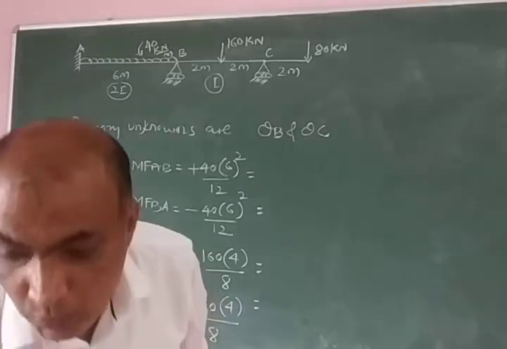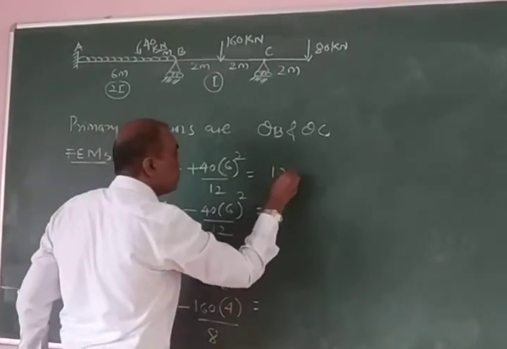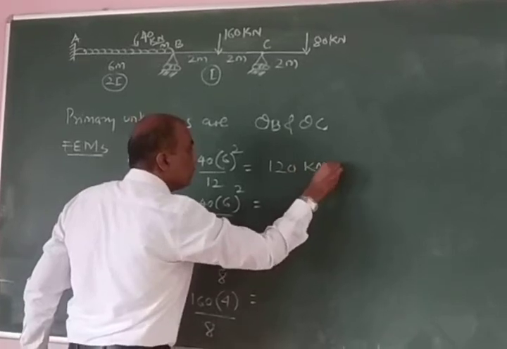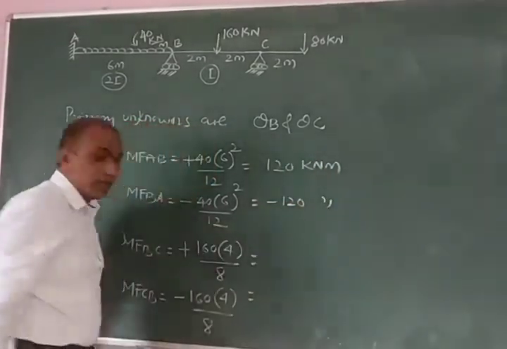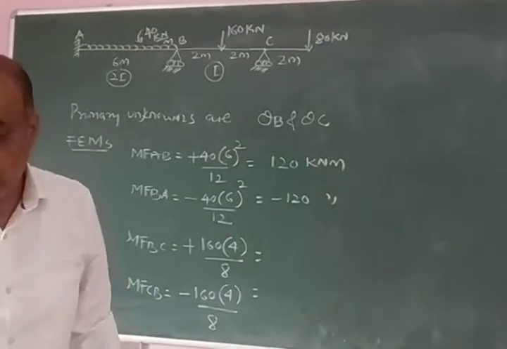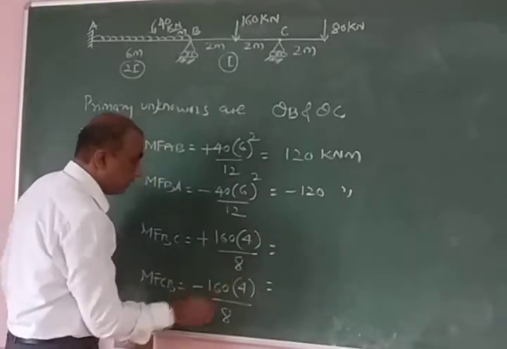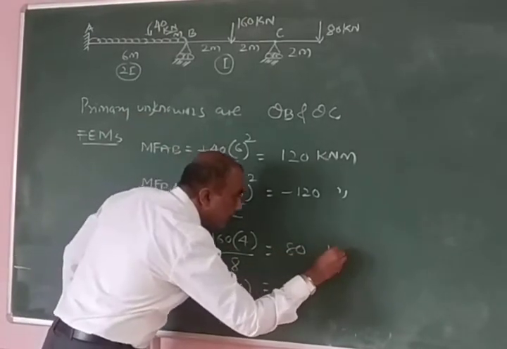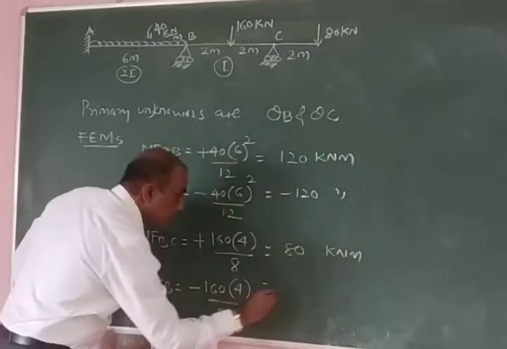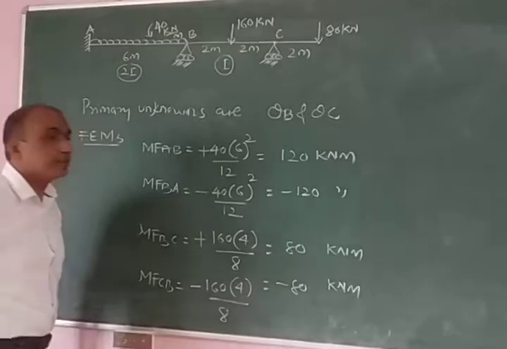MFAB is equal to 120 kilonewton meter. MFBA is minus 120 kilonewton meter. MFBC is equal to 80 kilonewton meter, which I can see here. 160 into 4 by 8 is 80 kilonewton meter, and MFCB is minus 80 kilonewton meter. So we have written the fixed end moments.